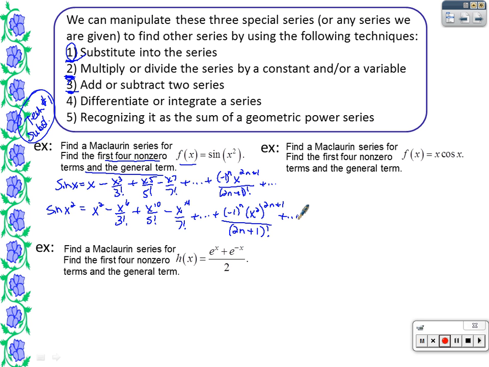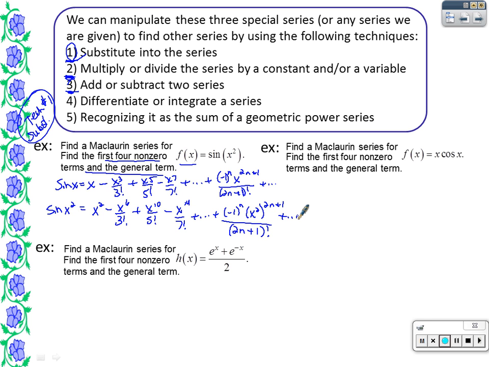Let's look at the next one. On the next one, we are asked to find a Maclaurin series. Now, all these are Maclaurin, and those are the 3 series that we are memorizing. It's the Maclaurin series with the zeros. They're centered at 0. We're asked to find the first 4 non-zero terms and the general term. Now, let's look at what we're being asked to find. We're asked to find x cosine x.